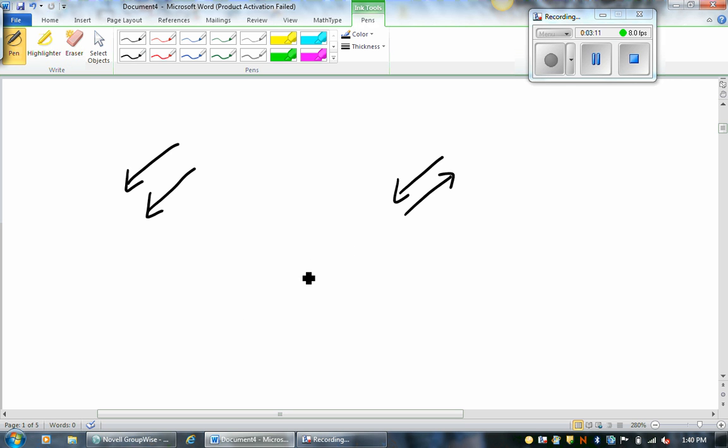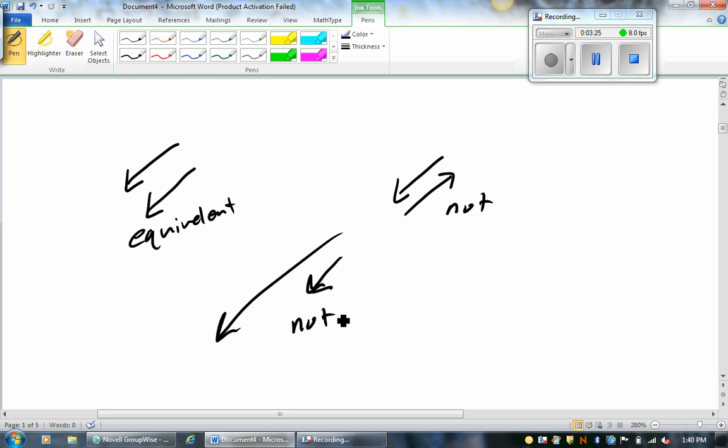Obviously, knowing that, if we have one vector of a different magnitude than another, these are not equivalent either. So these are equivalent. These are not. These are not. And of course, we can put these two together. If I have two vectors of different magnitudes in different directions, they are obviously not equivalent.